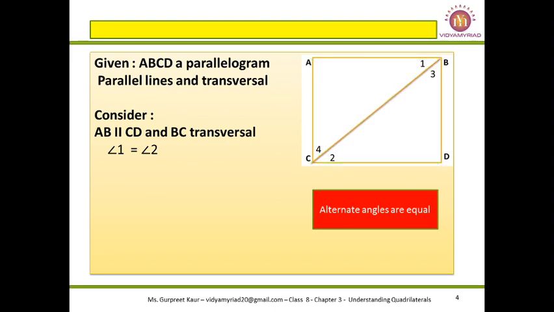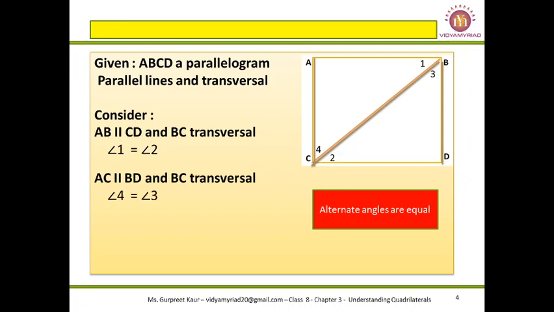Same way, if I change my criteria, AD parallel to BC and BC as transversal. Now I change the other pair of parallel lines with BC as transversal. In that case, the interior angles formed are angle 3 and angle 4, which means they both will also be equal. The reason given here is that alternate angles are equal. So these are some properties which will be followed in the parallelogram and will be used many times.